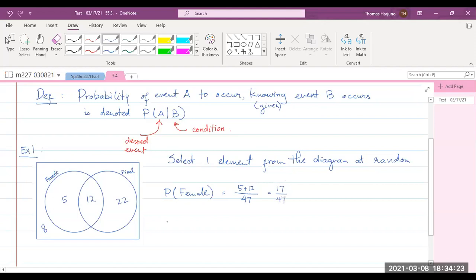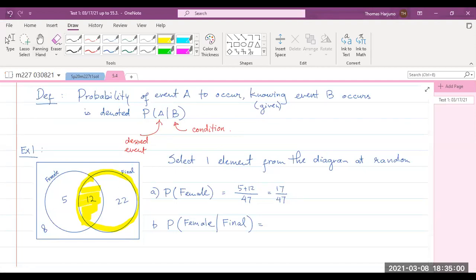Now, suppose I change the question to: find the probability that we select a female, knowing that person took final. So instead of selecting from the whole Venn diagram out of 47 people, we only select from those people taking final, because that's the condition. Knowing that person took final, what is the probability that person is a female?